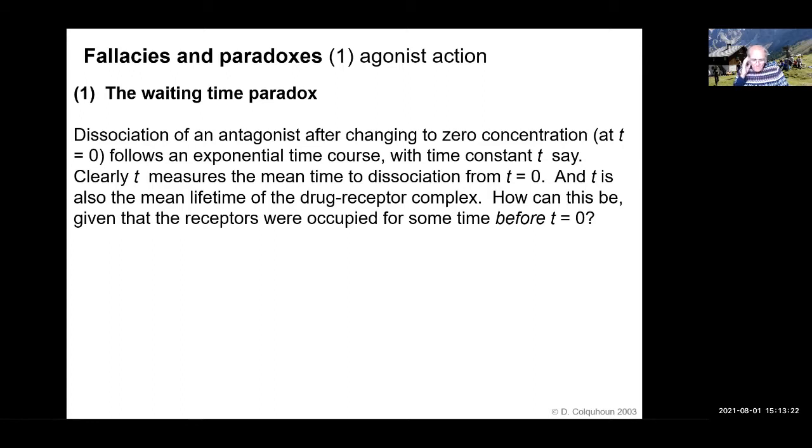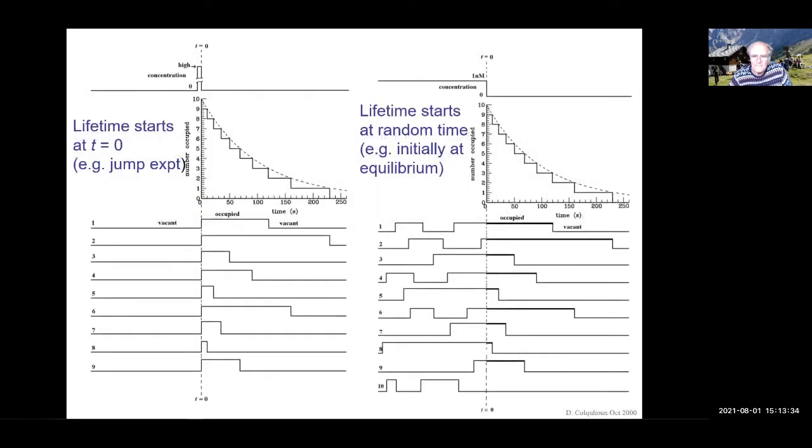How can it be so? Well, the answer is quite subtle. It's a question of length-biased sampling. Let's go back to the previous slide. If an occupancy of the channel happens to be short, then that binding site is unlikely to feature. It's likely to be one of these. But if an occupancy happens to be particularly long, it's more likely to be in existence at the moment that you reduce the concentration to zero.